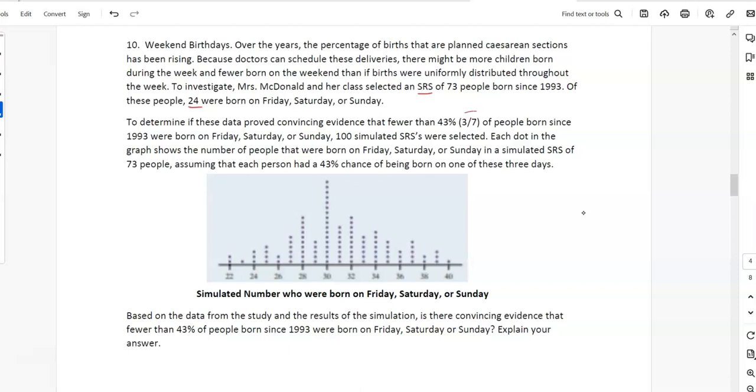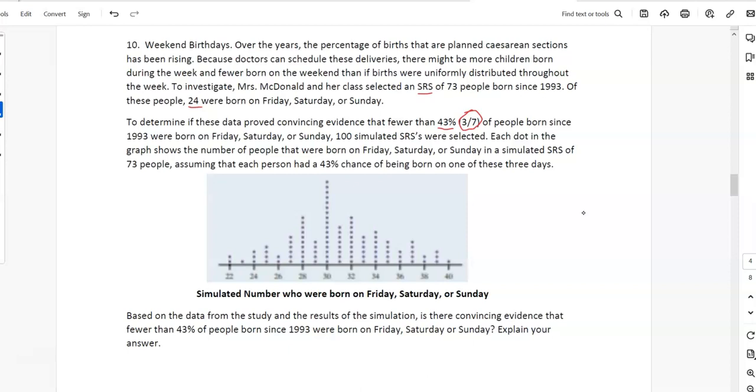So where I think they're getting this from, and Brendan helped me see this, is that 3 out of 7 days are the weekend. Friday, Saturday, Sunday are the weekends. So 43% of the week, approximately 3 out of 7, is weekend days. So that's with nothing going on. If everything was uniform, you would expect 43% to be in one of those 3 days. But did we get more than that, and how much more?